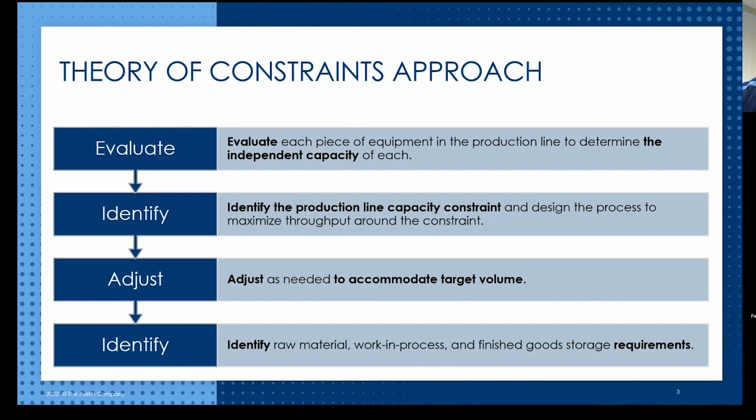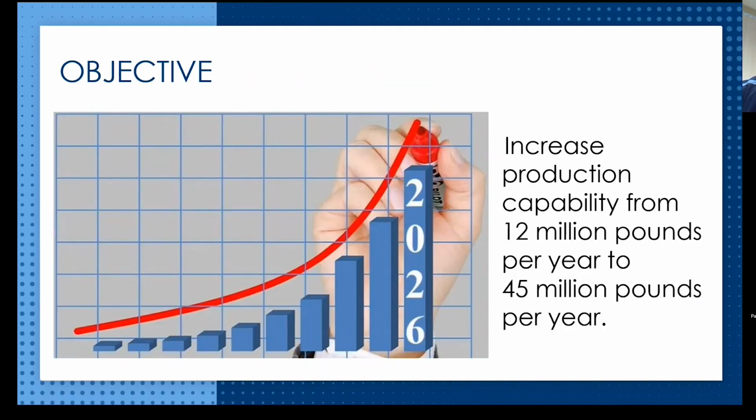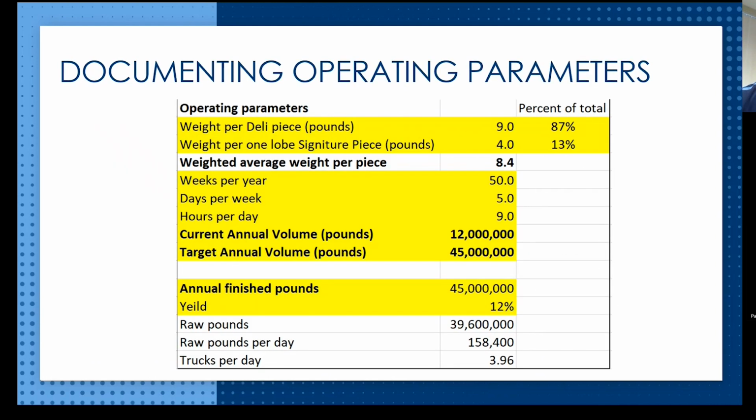Our objective in this: we have a case study that we did a few years ago. We went in and worked with this company. Their goal was to increase their production capacity from 12 million pounds a year to 45 million pounds a year. I'm going to walk you through a high-level analysis.